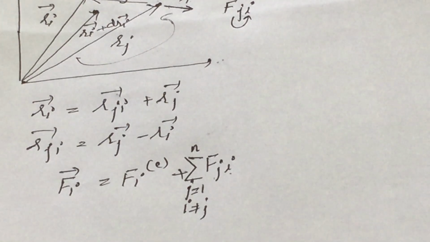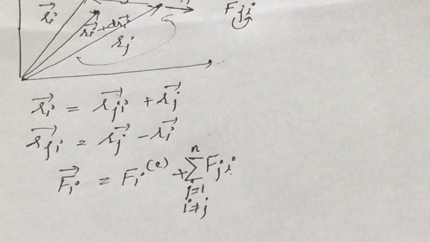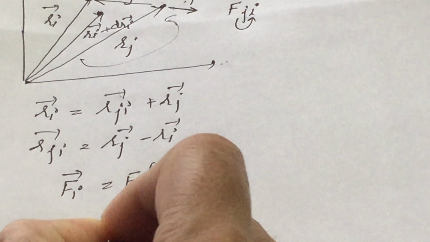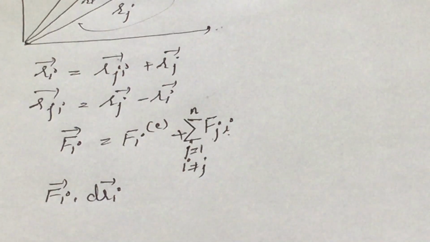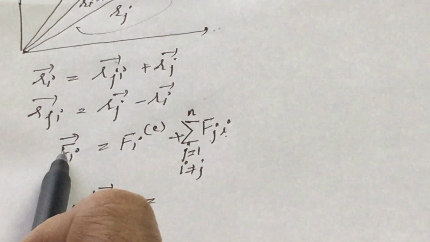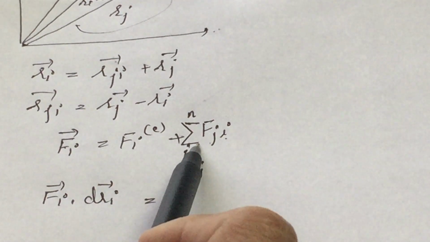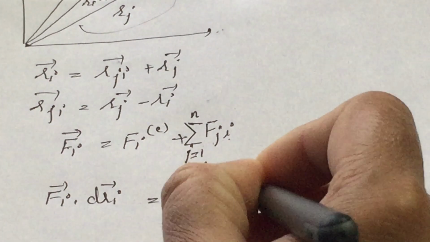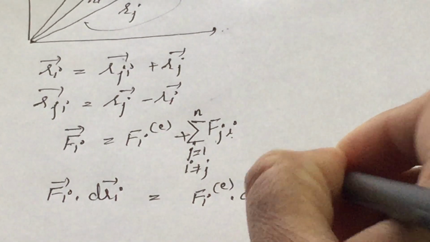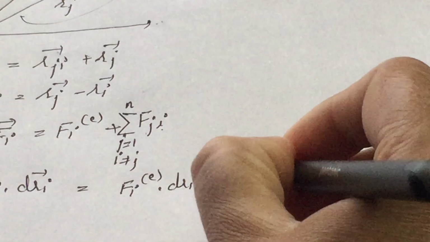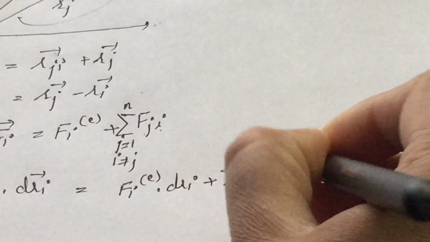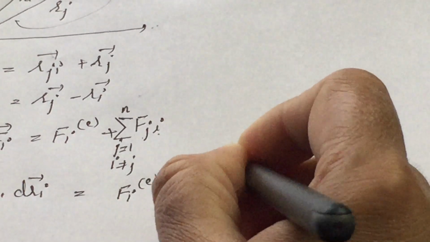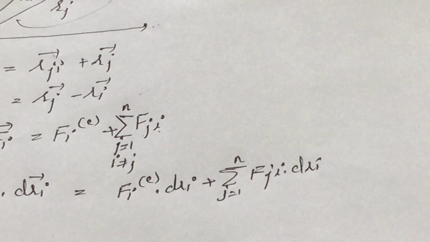So what will be the work done on the ith particle? On the ith particle, the work done can be given as Fi dot dRi, that is a small displacement, and this is equal to, if we are multiplying with dRi on the left hand side, we have to proceed the same on the right hand side. We get summation Fie dot dRi plus summation Fji. As we are moving the ith particle, we are taking dot with dRi, and the summation goes from j equal to 1 to n, where j is not equal to i.